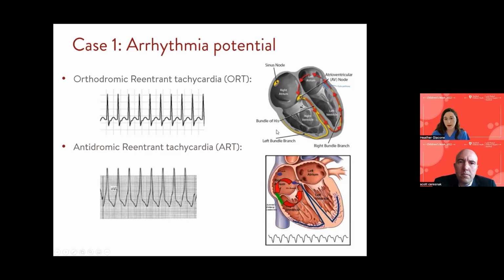WPW pathways are very specific in how they can conduct electricity. And one thing that is very unique to them is they can actually conduct electricity in both directions. And so these patients also have the risk of having antidromic reentrant tachycardia. And you can see this is actually a wide complex tachycardia. It's still SVT, but it goes down now from atrium to ventricle for this rhythm and goes the opposite way for the circuit here.